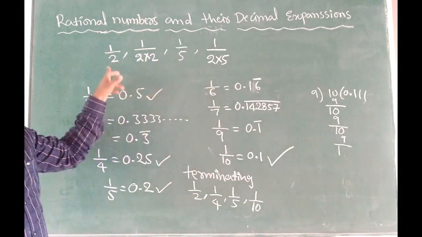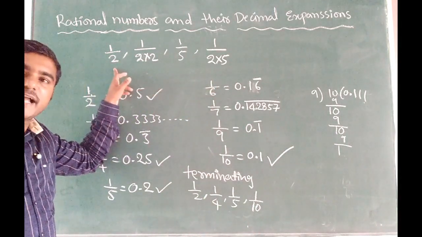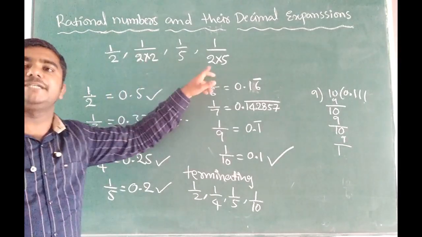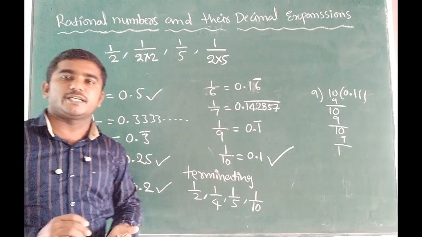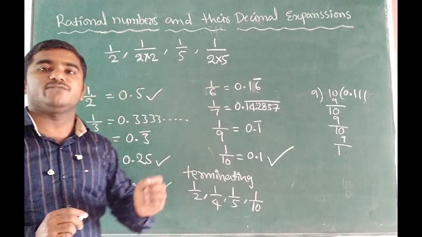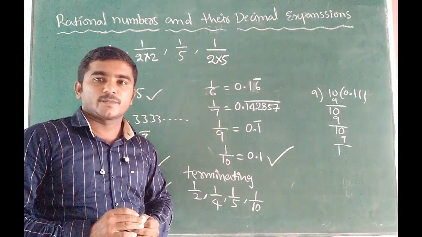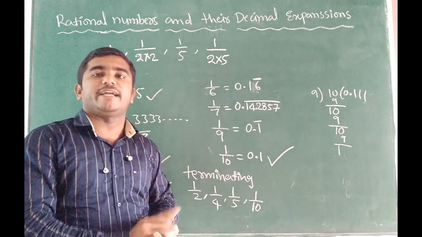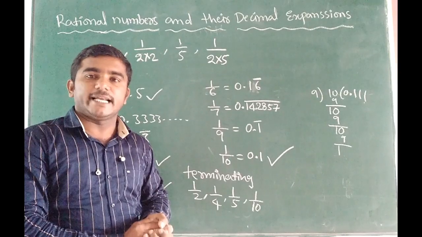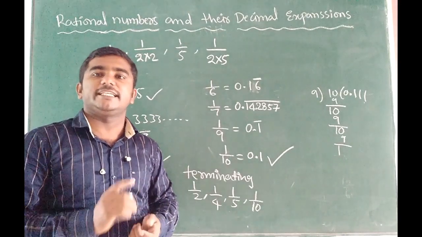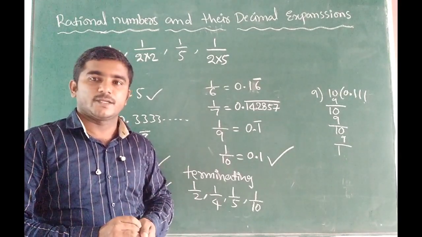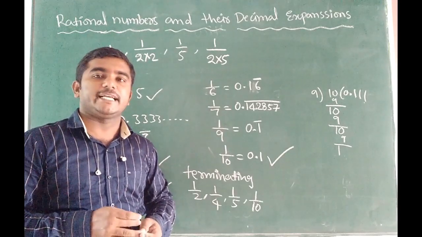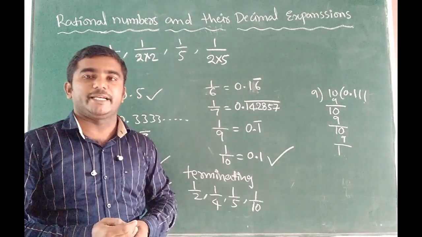Once you observe the denominators, the prime factorization of the denominator is 2, 2 into 2, 5, and 2 into 5. What do you observe here? Yes, just 2 and 5 are the factors. The rule is, if only 2 and 5 are the factors, then it terminates, otherwise it is non-terminating. Understand? Without doing the division process, we can check whether it terminates or not.